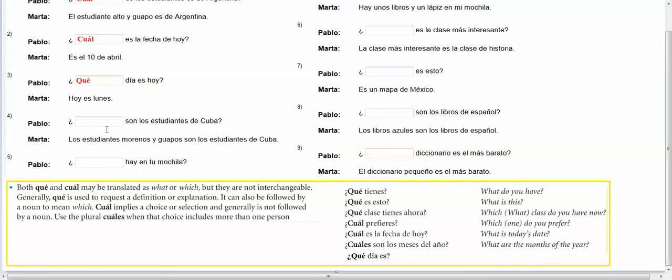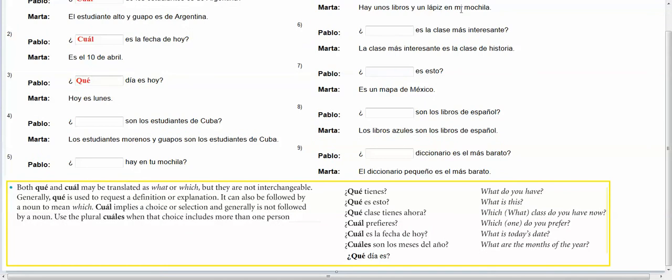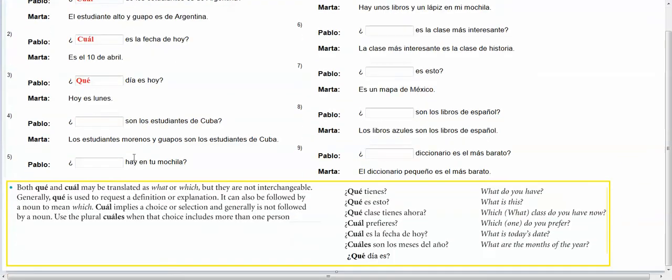All right, then over here, Pablo, blank son los estudiantes de Cuba. Los estudiantes morenos y guapos son los estudiantes de Cuba. And the fact that I'm giving multiple up here, I'm saying which one of the, okay, so here it was saying which one of the students is from Argentina. If you have day, you're going to say which one. Here I'm saying which of the students are Cuban, so I'm going to make it plural. So I'll use cuáles instead. ¿Cuáles son los estudiantes de Cuba? Los estudiantes morenos y guapos son los estudiantes de Cuba.